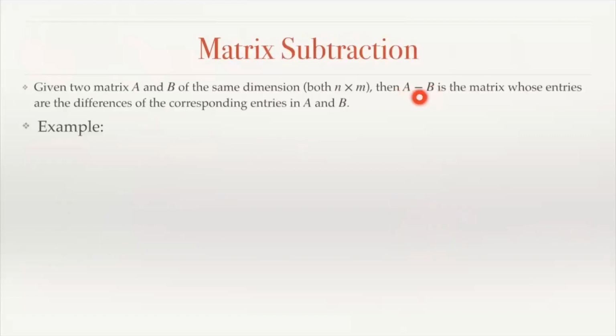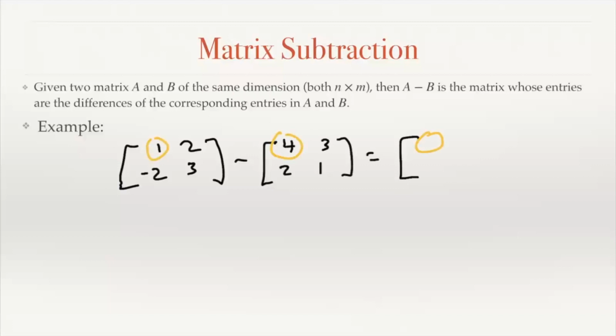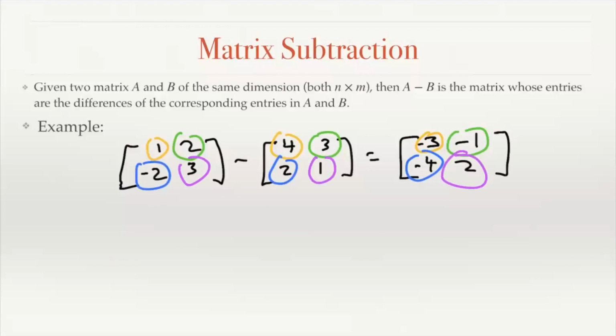Matrix subtraction works exactly the same way. It's subtracting the corresponding entries. So subtracting the corresponding entries, 1 minus 4 is -3, and so on. So that's matrix scaling and addition. And we can also multiply matrices. And unlike scaling and addition, multiplication is not a straightforward thing. It's not just the product of the corresponding entries.